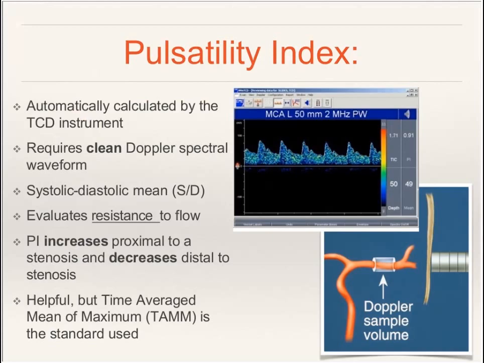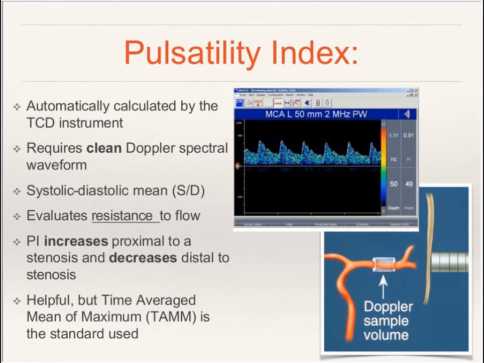But the pulsatility index is automatically calculated for you by the TCD instrument. It requires a clean Doppler spectral waveform, because if you're calculating the outer edges of the waveform or the envelope of the waveform, and you have a lot of background noise, or your gain is too low, or your gain is too high, then in essence what you're doing is taking all of that information and using it to calculate a pulsatility index, which will then be incorrect.